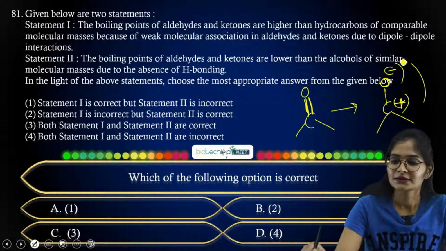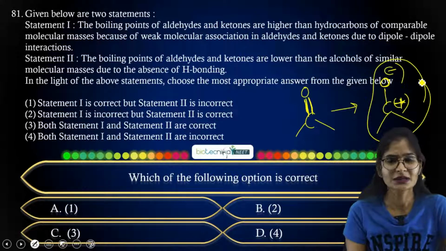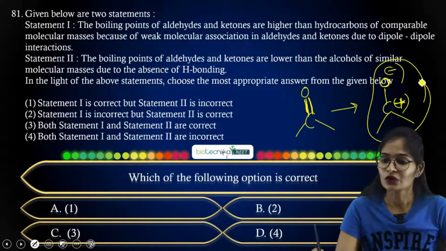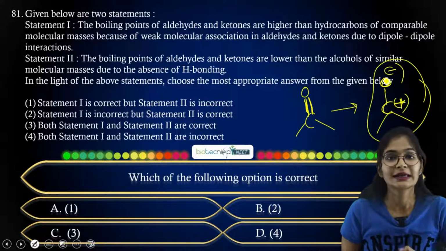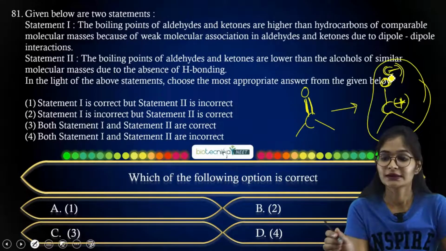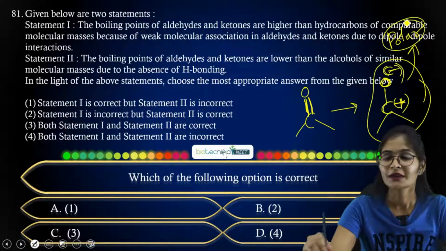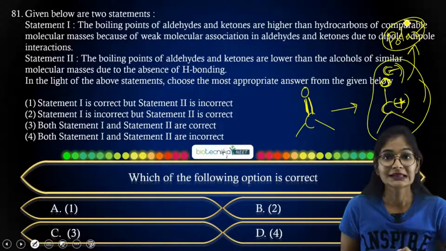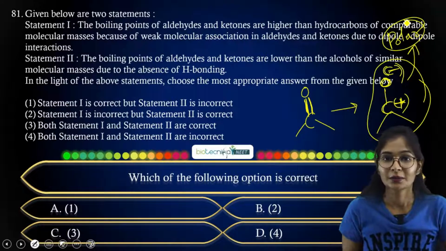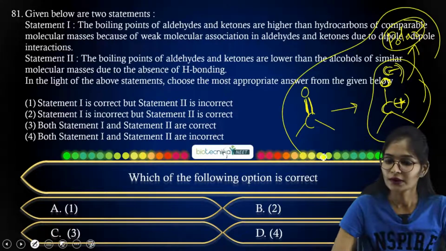Whenever we consider these aldehydes and ketones with respect to hydrocarbons, normal hydrocarbons are non-polar in nature, which we already know. But in aldehydes and ketones, because of the carbon and oxygen with positive and negative charge, they exist as polar. That's why these carbonyl groups, the aldehydes and ketones, have a higher boiling point compared to normal hydrocarbons. So this is the statement 1 they have given.